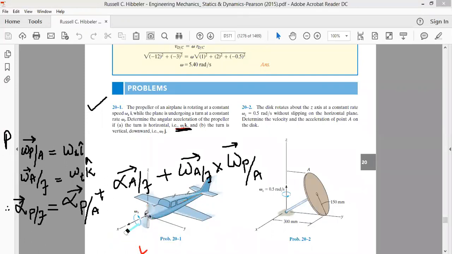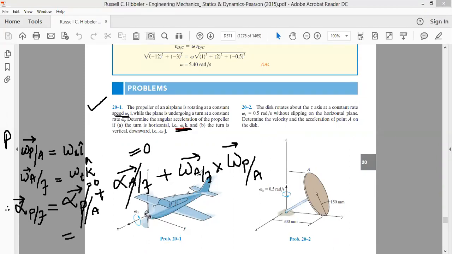Therefore, from this equation, as far as the angular acceleration of the propeller with respect to the aircraft is concerned, it says that the speed is constant. That is, the angular velocity of the propeller with respect to the aircraft is constant. Therefore, the angular acceleration of the propeller with respect to the aircraft will be equal to 0. It also says that the aircraft is making a constant turn, at a constant rate omega t. It means that the angular velocity of the aircraft with respect to the ground is constant. Therefore, this term is also equal to 0.